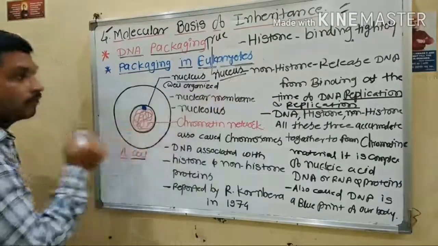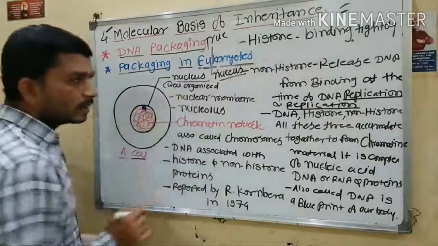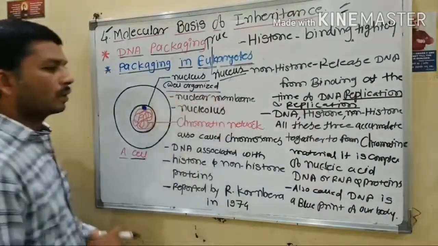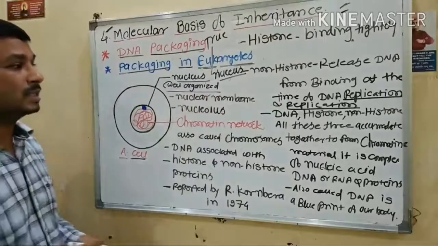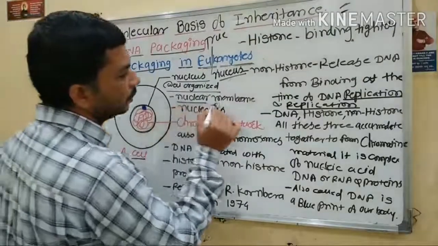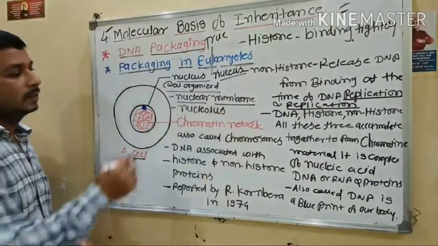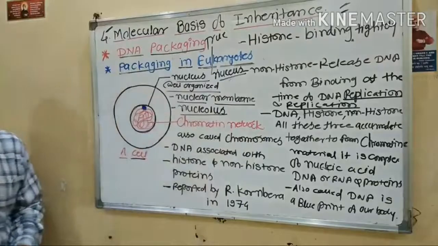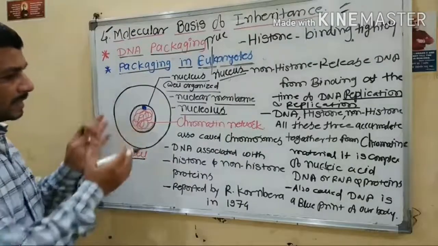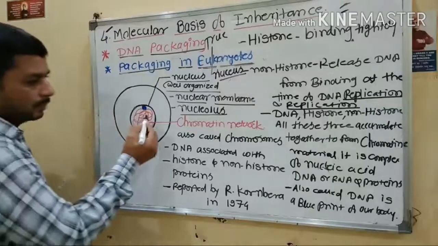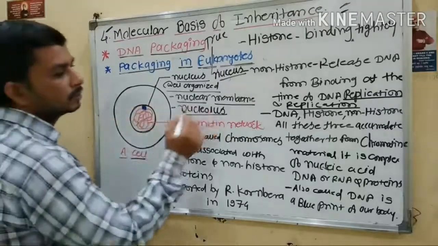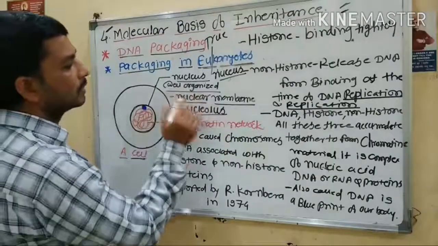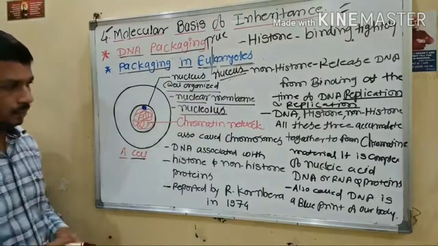This is the nucleus. Then that nucleus is well organized. What is that? That nucleus is a well organized nucleus. Well organized nucleus means that the nucleus has a nuclear membrane. Then that nucleus has a nucleolus. Here is the nucleolus. Because of the presence of all these, nuclear membrane and nucleolus, this nucleus is called a well organized nucleus.